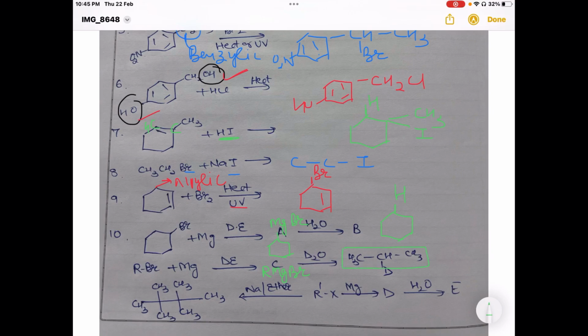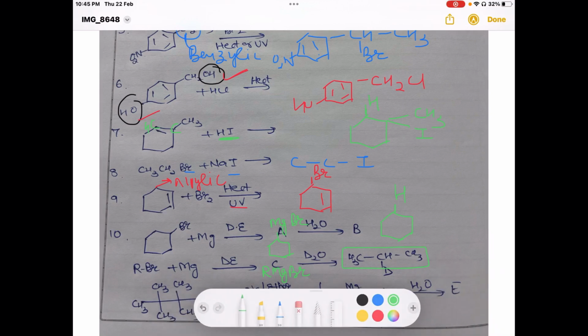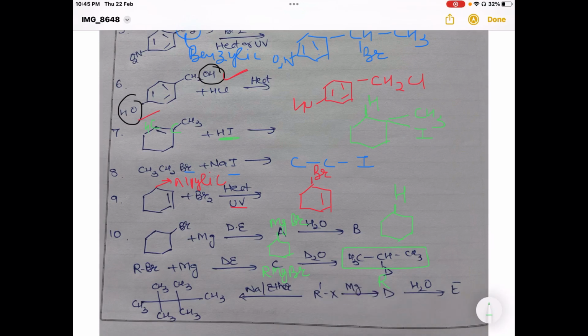This part is R. Then R prime X in the presence of magnesium forms a Grignard reagent, R prime MgX. This R prime MgX with water gives R prime H here. Here is the R prime H part.